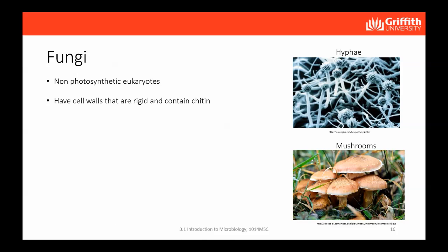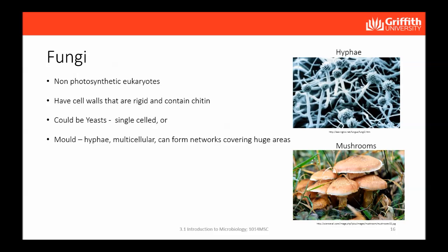Fungi are non-photosynthetic eukaryotes. They have cell walls that are very rigid and contain a compound called chitin, which allows them to survive in extreme conditions. Fungi can be either single-celled, for example yeast, or they can grow as a mold in the form of multicellular filaments called hyphae, and they have the ability to form networks covering huge areas. Some fungal species can exist in both yeast and hyphae forms.